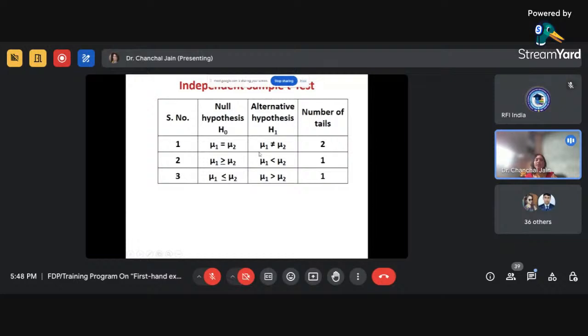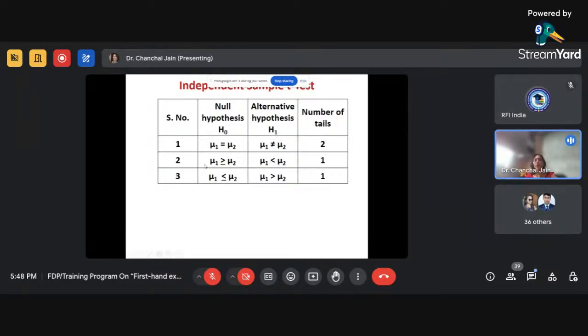Alternatively, you are saying that these two are not equal. And if you can recall, when you say alternatively that both the means are not equal, the meaning of this is that there are two tails involved, because I'm not clearly specifying whether mu1 is greater than mu2 or mu2 is greater than mu1. I'm only stating that mu1 is not equal to mu2.